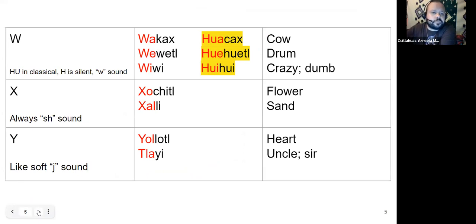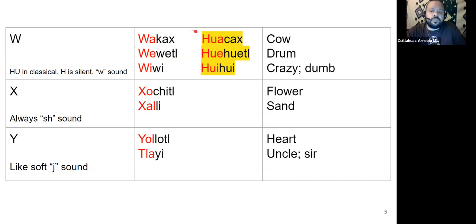The W, or HU in classical. The H is silent and it's a W sound, right? Again, with these sounds, you can also practice with the vowels. So we have wa, we, wi, wo. In classical, it's UH with the vowels. So wakash, wewet, wiwi.